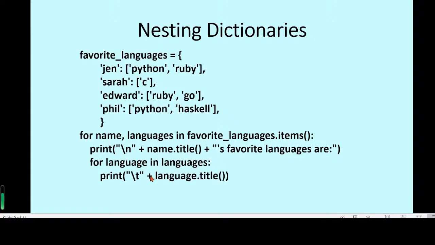Next, inside the for loop, we'll write another for loop. Because this is a list, we can write a for loop: for language in languages. So languages is a list here. In the key-value pairs, the value for this key is a list. Next, we write a for loop over each item in this list, then print out each language.